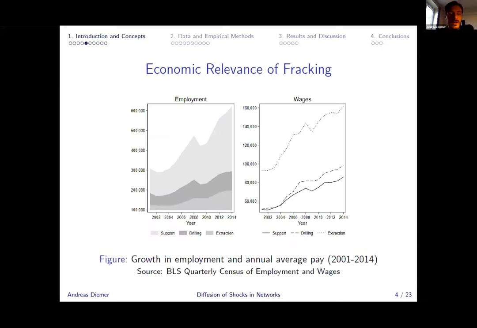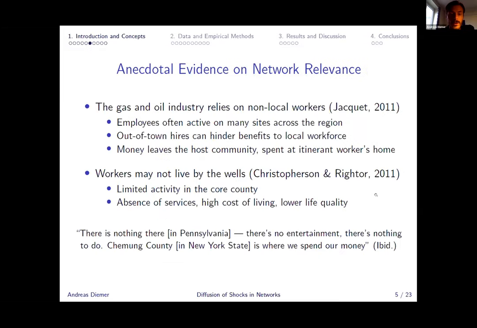And on aggregate, we see that it's an economically relevant shock, because if we look at the industry, whether within drilling, extraction, or support activities, employment and wages have grown by 60 to up to 100% over the period that I consider. And so the purpose of this paper is to see whether social interaction between people in different counties can help explain the geography of how these shocks are felt across different places in the US.